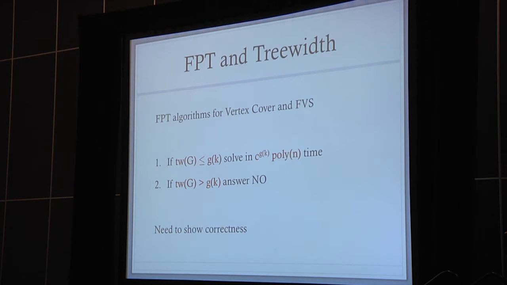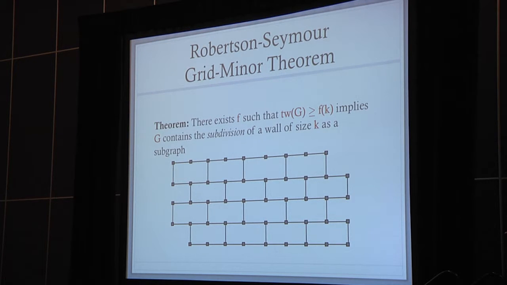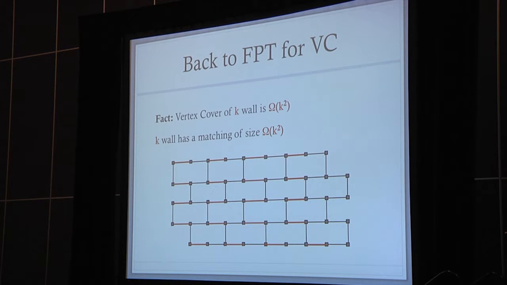Let's go back to this thing and say, can we prove that this algorithm is correct? That if the tree width of the graph is large, then it has to have a large vertex cover. Well, how do we prove that? So I want to claim that if I have a big wall like this, then the vertex cover of that graph can't be small.